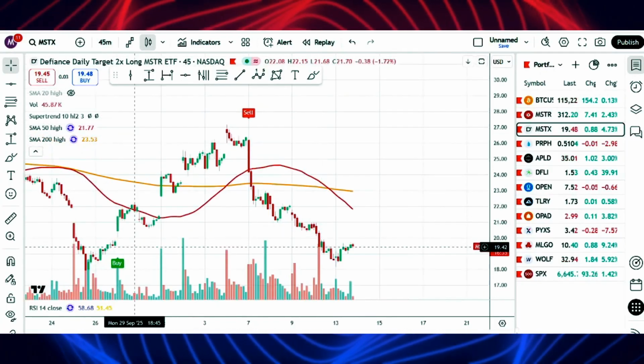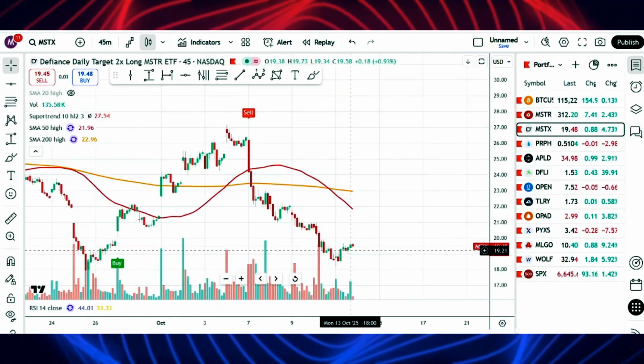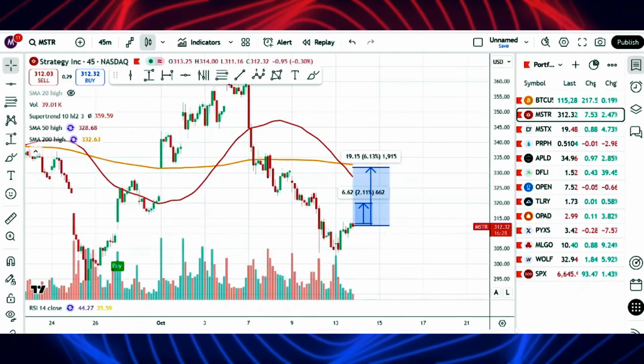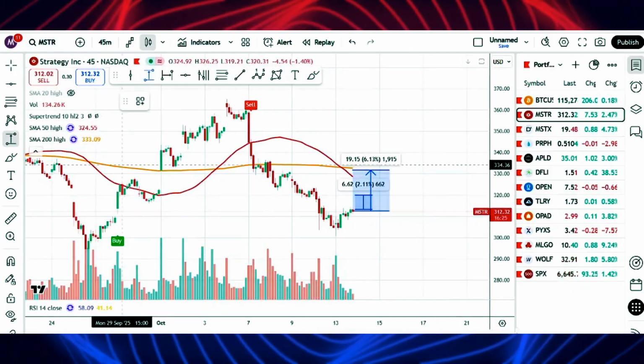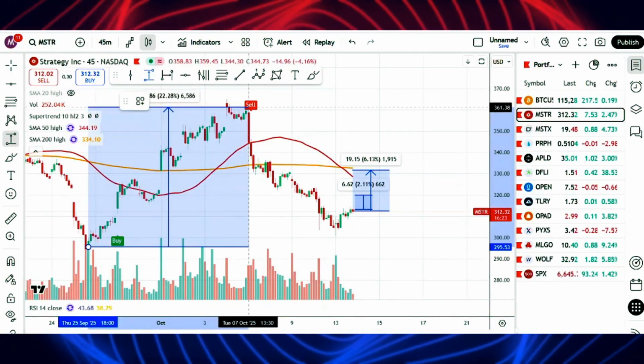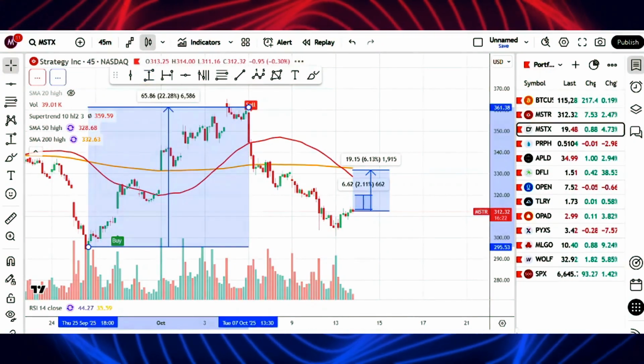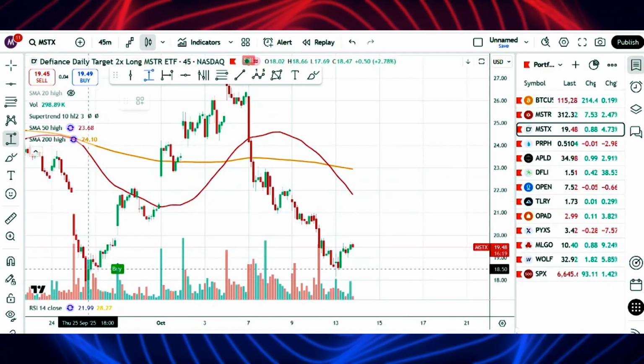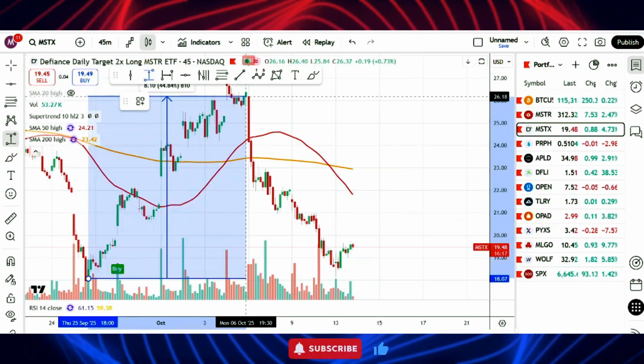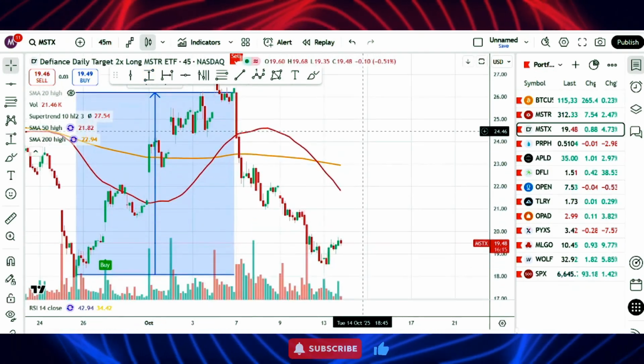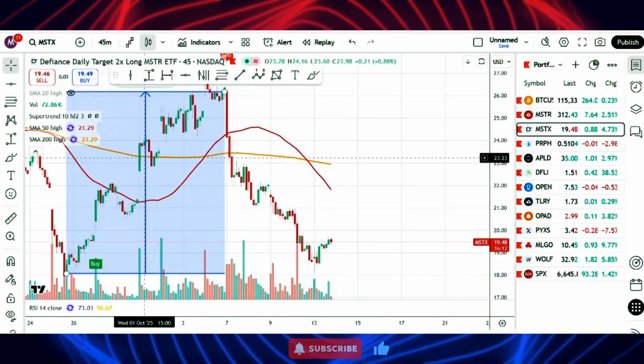MSTX trades exactly as MSTR trades, but 2x. So for example, just a quick example, from here to here, MSTR moved up like 22%, and MSTX moved up about 44%. So it's exactly 2x leverage of MSTR.